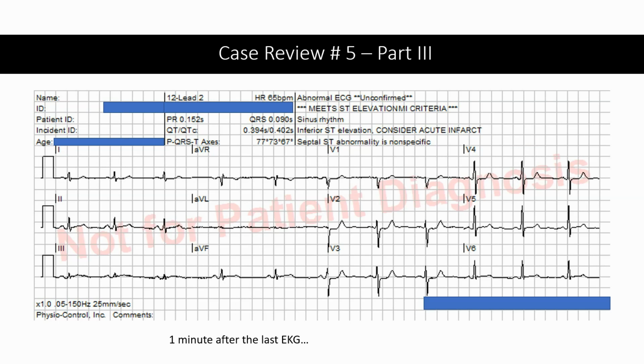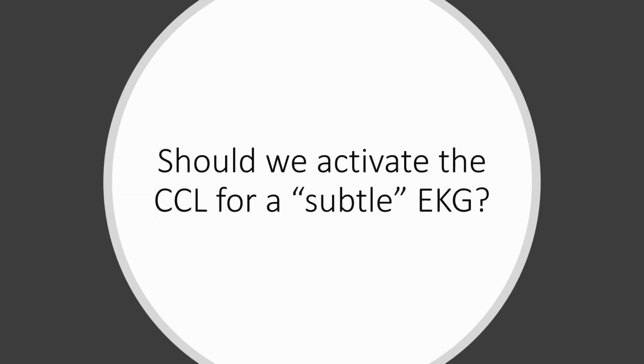All right, so what do you do if you have a subtle EKG? After what you know now, you see that you have hyperacute inferior elevation, maybe some anterior depression, and reciprocal changes in AVL. The concern is that even if you activate the cath lab, you may get to the cath lab, the cardiologist will look at the EKG and may send you back to the ER.